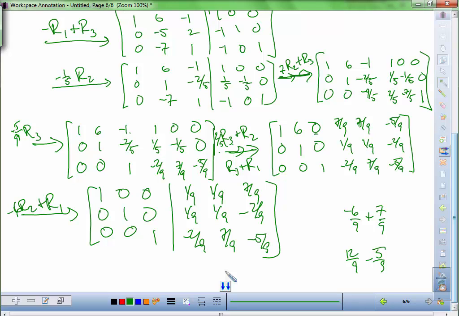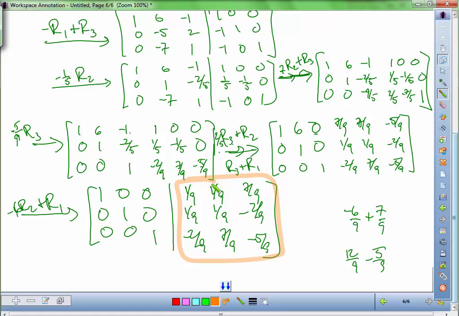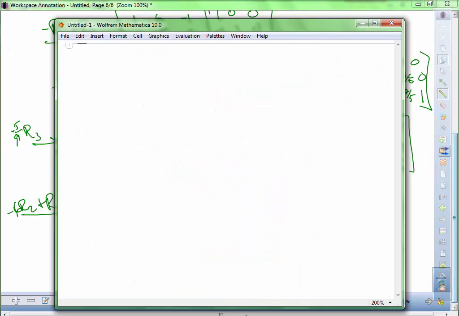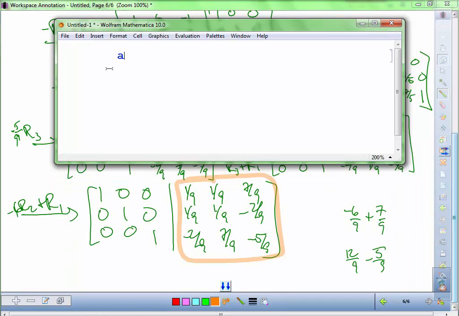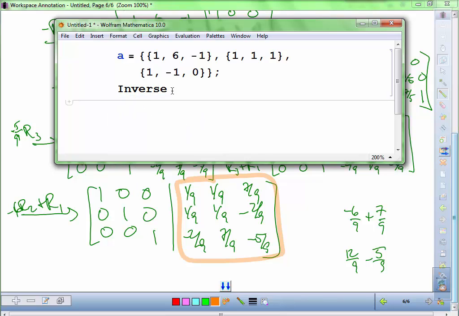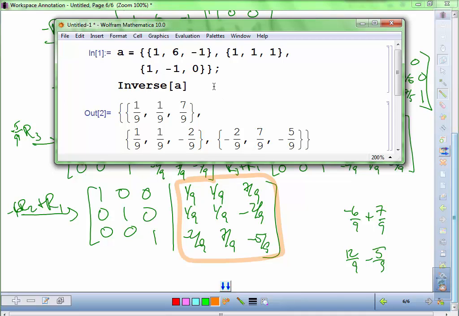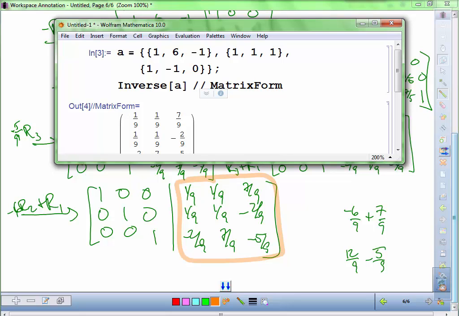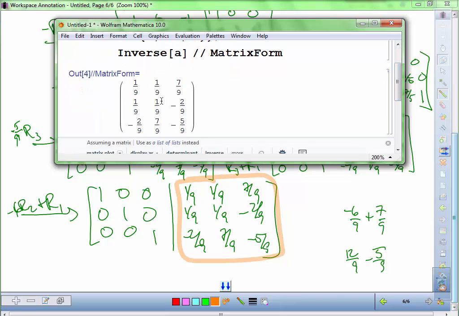Okay. So what's our big prize here? This, where it used to be the identity matrix, is the inverse. So what was the original matrix again? It was 1, 6, one, one, one, and what? Okay, so let's find the inverse of that and write it in matrix form. So we got 1/9, 1/9, 7/9, 1/9, 1/9, negative 2/9.